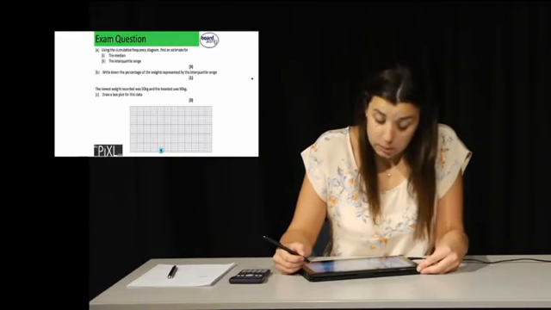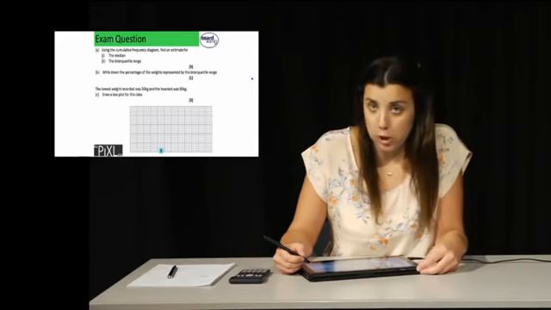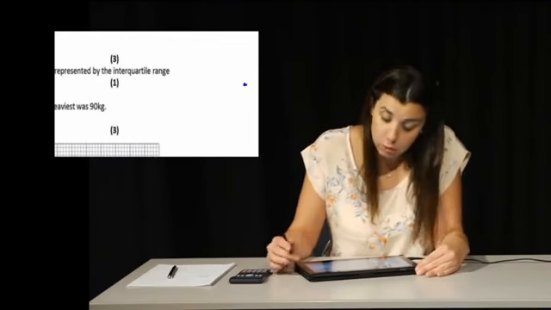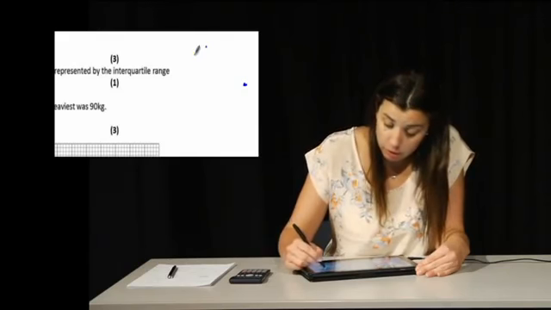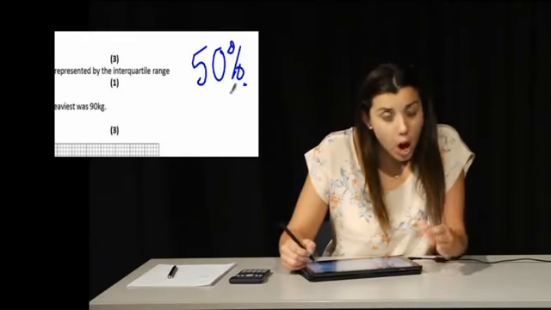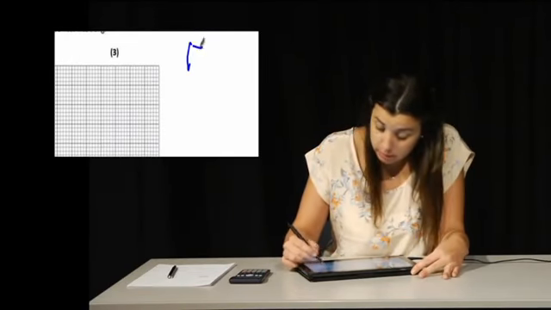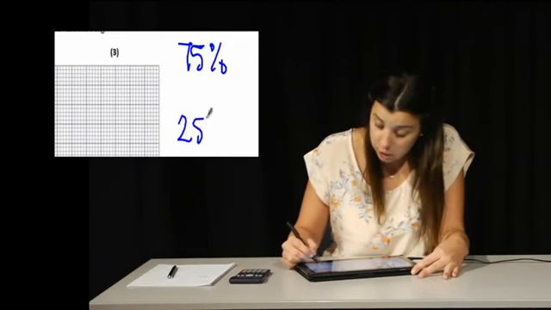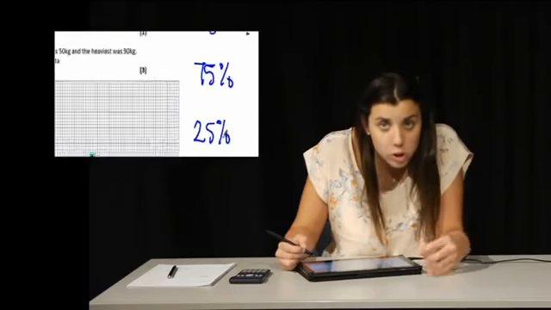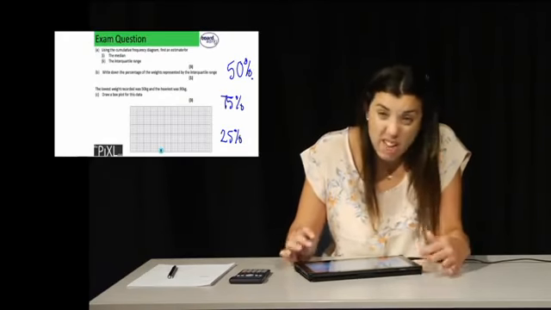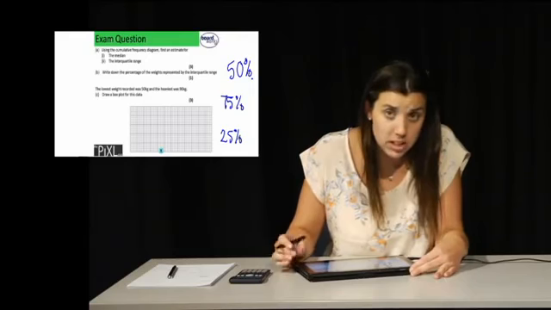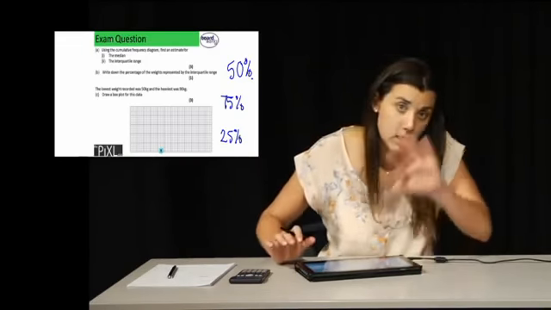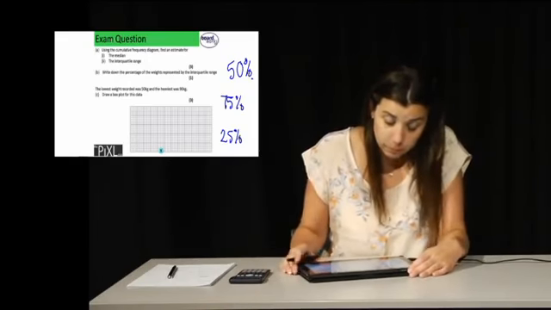Part B asks you to write the percentage of weights represented by the interquartile range. Whatever the context is, the interquartile range represents 50% of the data. The upper quartile is at the 75th percentage point, and the lower quartile is at the 25th percentage point. Subtract those two, in between is 50%. So every time the interquartile range represents 50% of the data. Below is 25%, above is 25%.